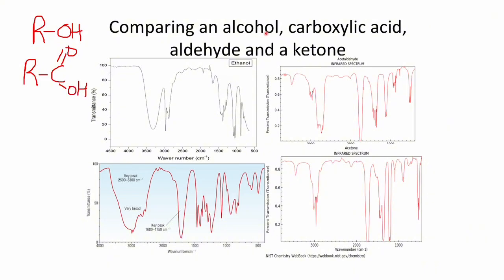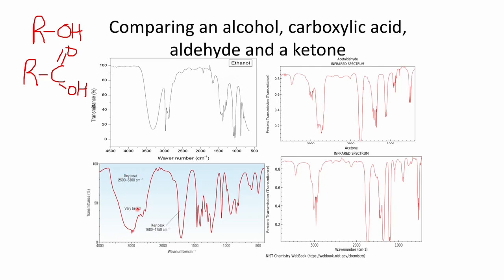Okay, so we're going to start off with your alcohol and your carboxylic acid. Both have an OH group. This first IR spectrum represents ethanol, an example of your alcohol, and this one down at the bottom represents a carboxylic acid. There are two things to note. In your alcohol, you have an OH group only. In your carboxylic acid, you have a carbonyl group, or your C double bond to oxygen, and then you also have an OH group.